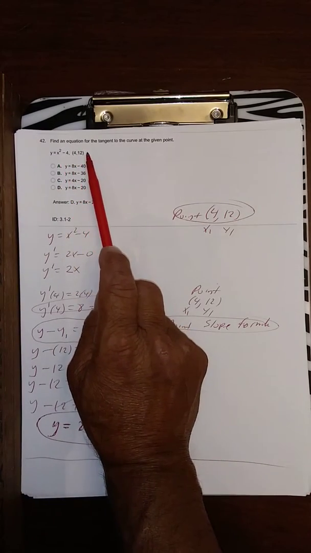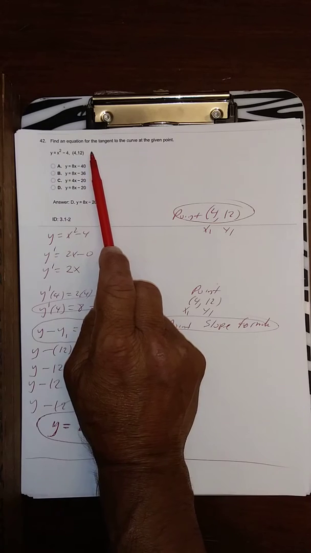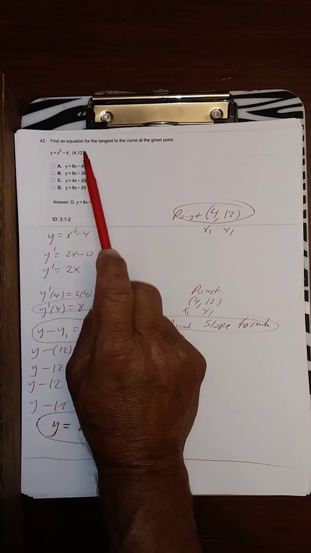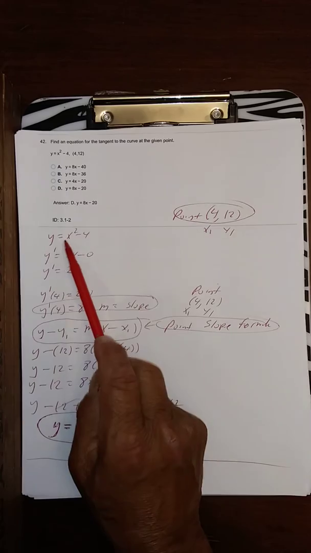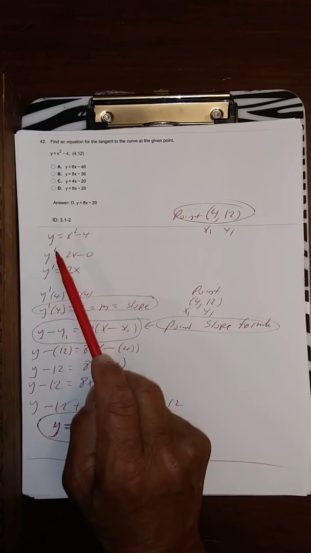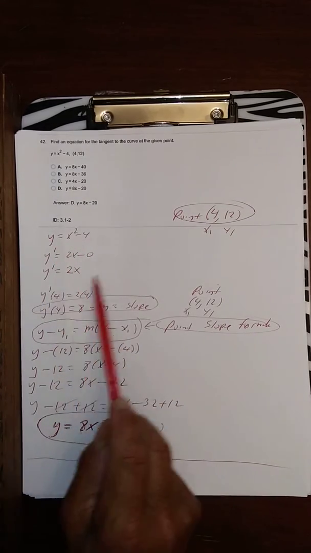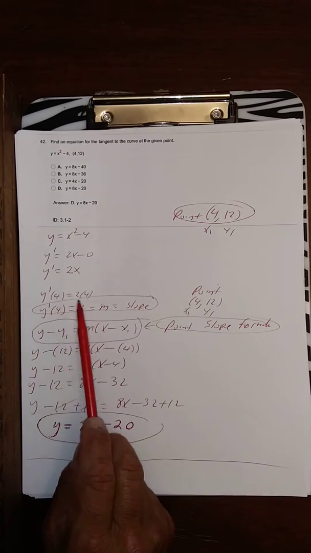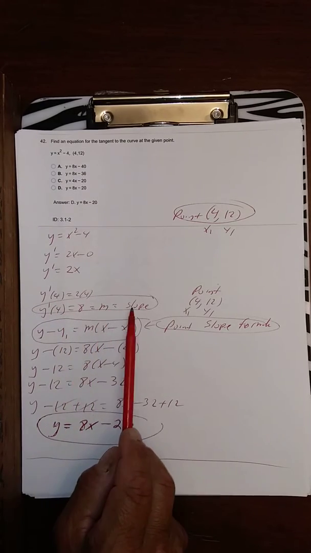Find the equation of a tangent line. Okay, let's do that. First, find the derivative. Y equals that, y prime is 2x minus 0, 2x. Put the number 4 in there. Y prime of 4 is going to give you 8, which is m, the slope.